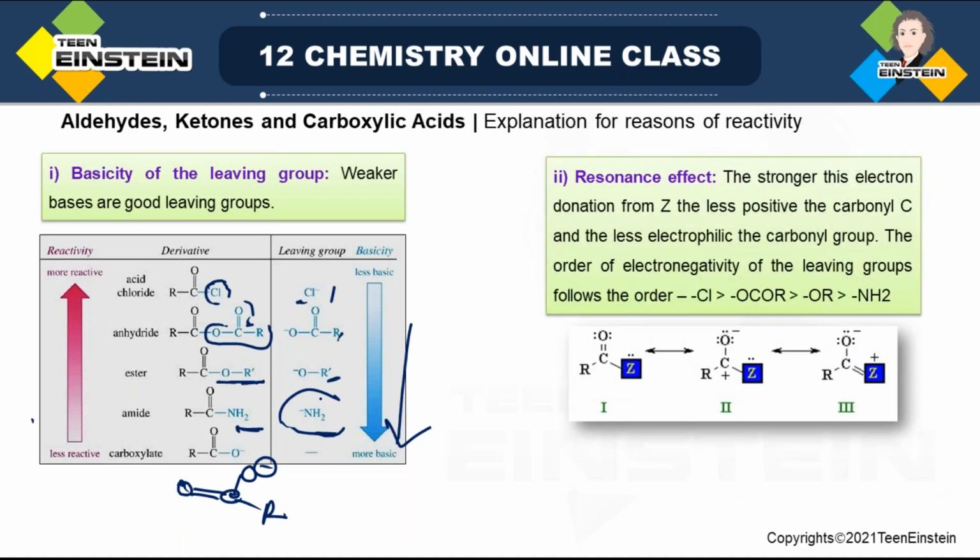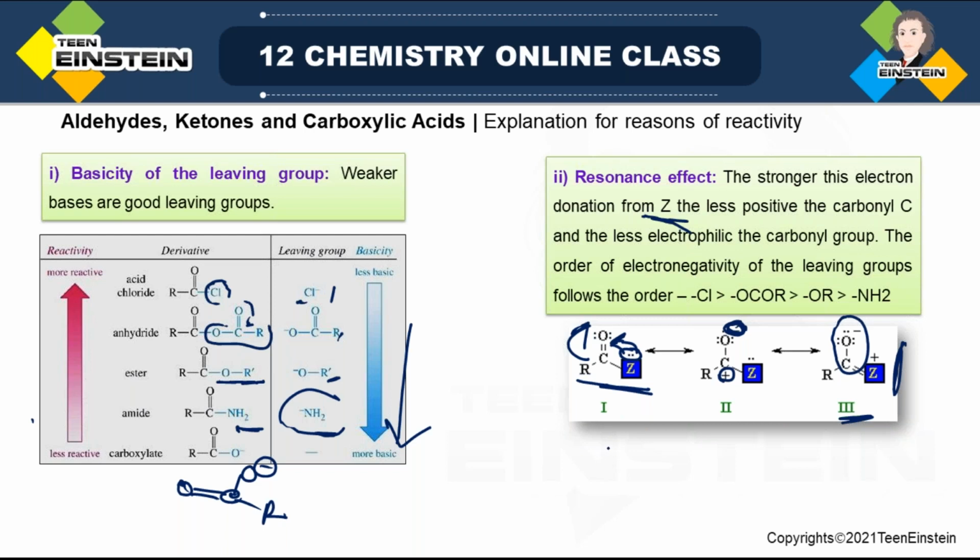Another way also you can give the explanation: the stronger the electron donation from Z. As I have mentioned, suppose this is the general structure RCOZ. Now you can write this C double bond O in this fashion, just after breaking one pi bond. But another way you can draw the structure is if the lone pair on Z takes part in resonance, you get this type of structure. So in structure 3, the double bond character of CO is reduced. The double bond is present only in structure 1, not in structure 2 or 3.